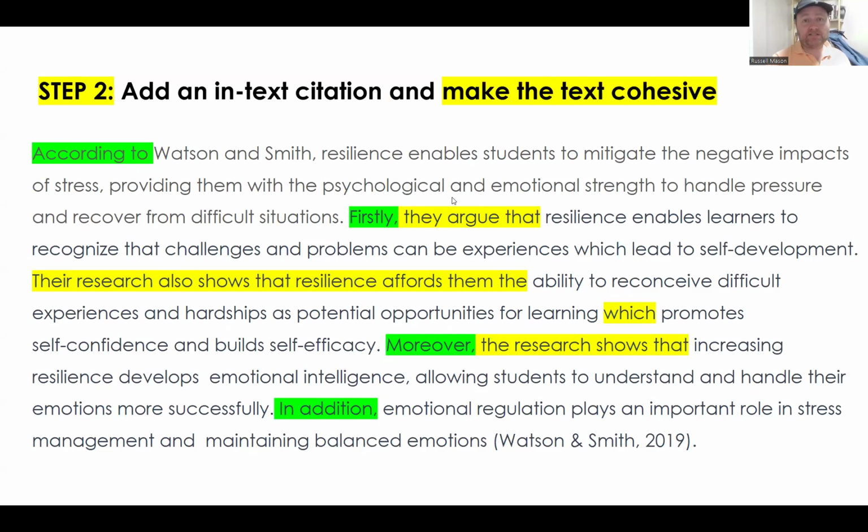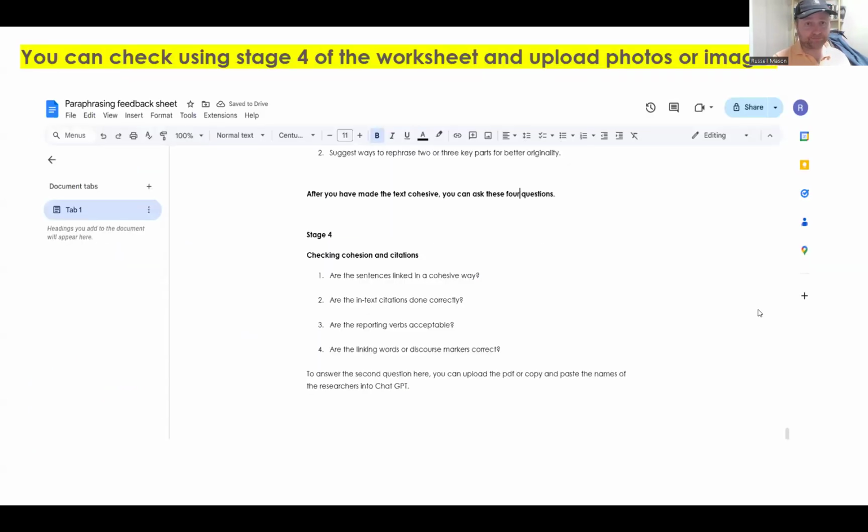Okay, so the final text looks like this. We add the linking language or the discourse markers in green. We've added the language to make it cohesive at the start of the sentences. And now that section of our paragraph is completely finished. So now we're ready to move on to the final stages of paragraph writing.